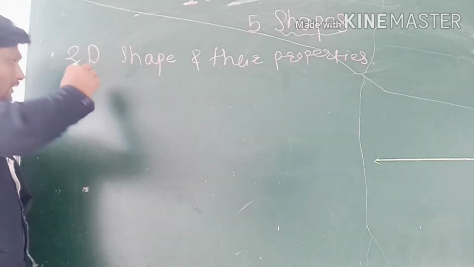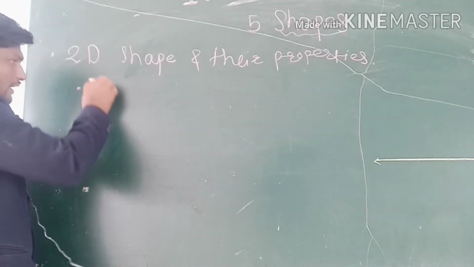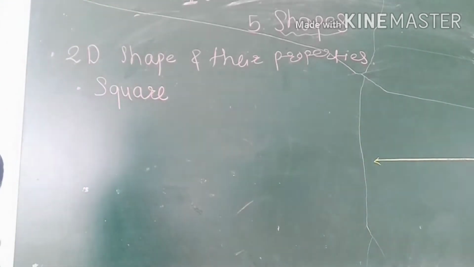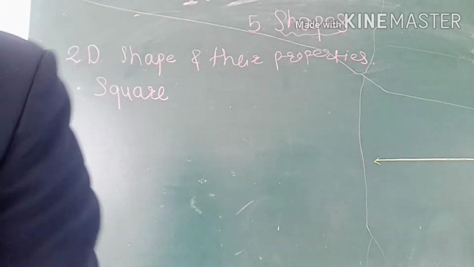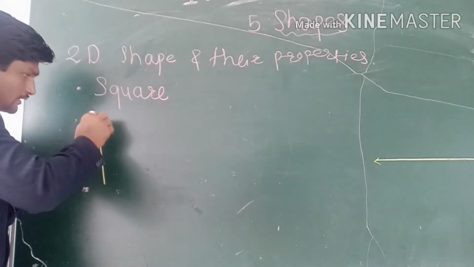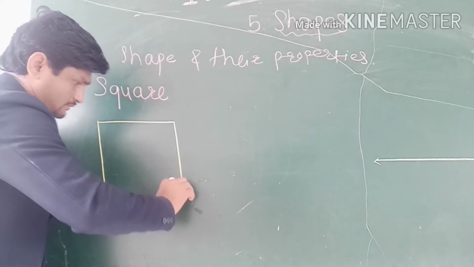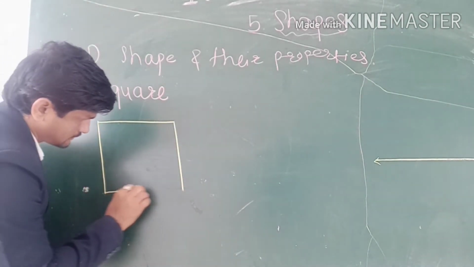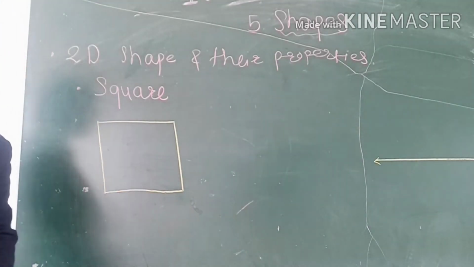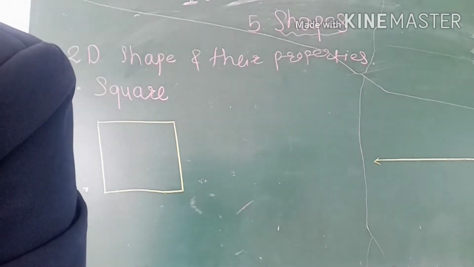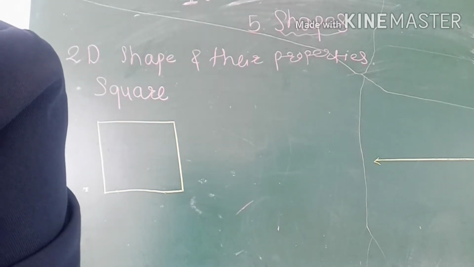In that, the first point we have to see is square. Square, you know everyone, square. I will show here about square. See, this is the square. Now you can easily identify a square properly.